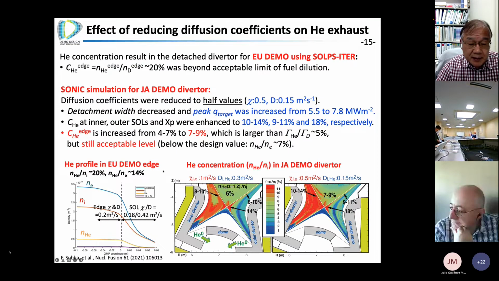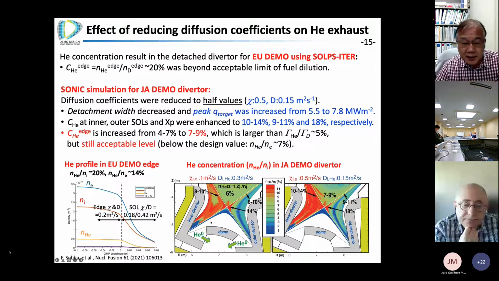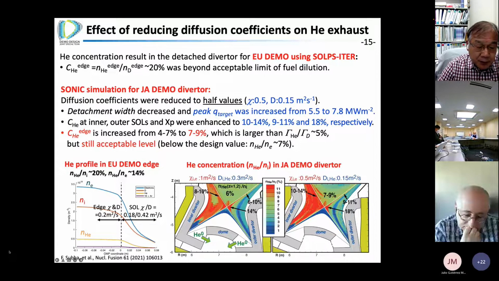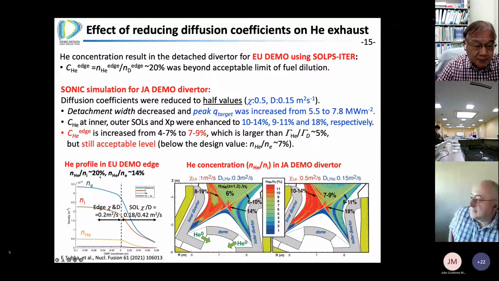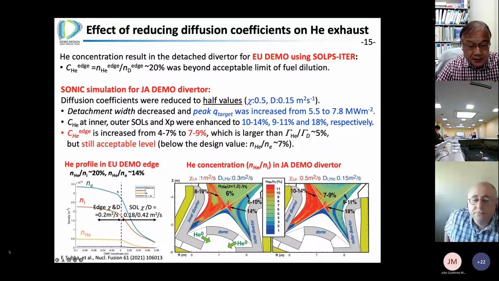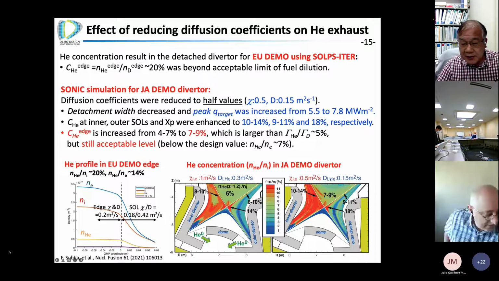The next diffusion coefficient is one of the important parameters, especially in the edge regions. The European side pointed out that in their simulation the diffusion coefficient is smaller, as I mentioned before. In this case, the helium concentration in the edge is about 20%, but this is not normalized by electron ions. So this is 20%. That is higher than the design values. Therefore, we reduced the diffusion coefficient to half values, like here.